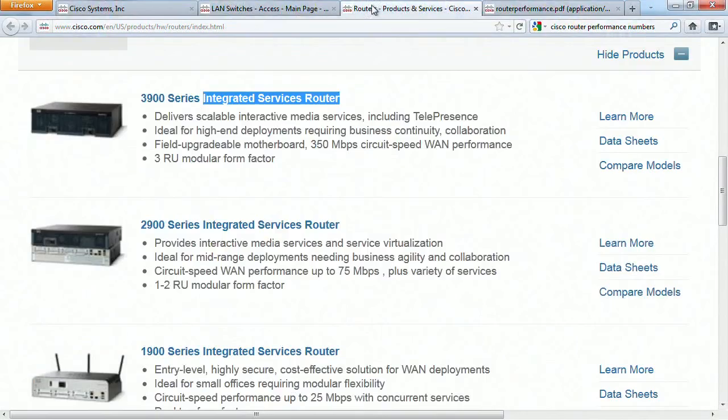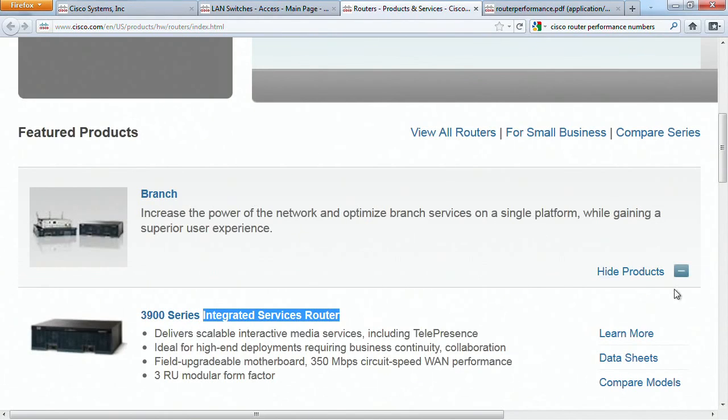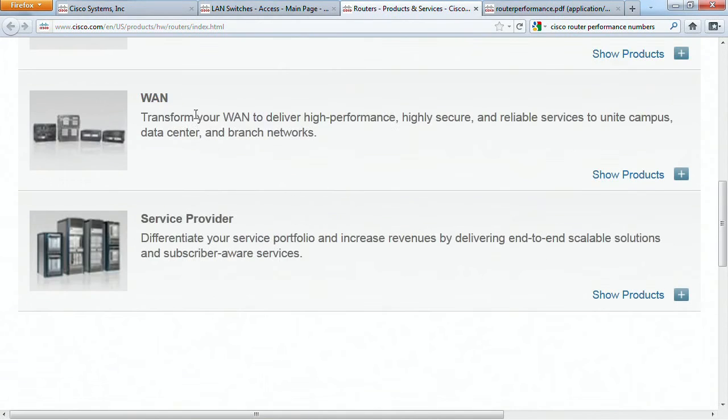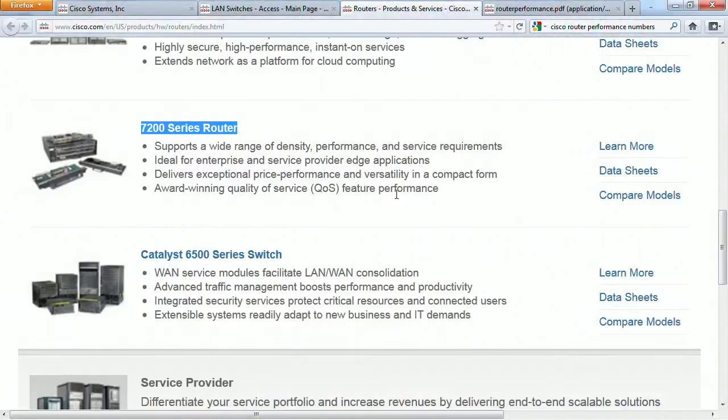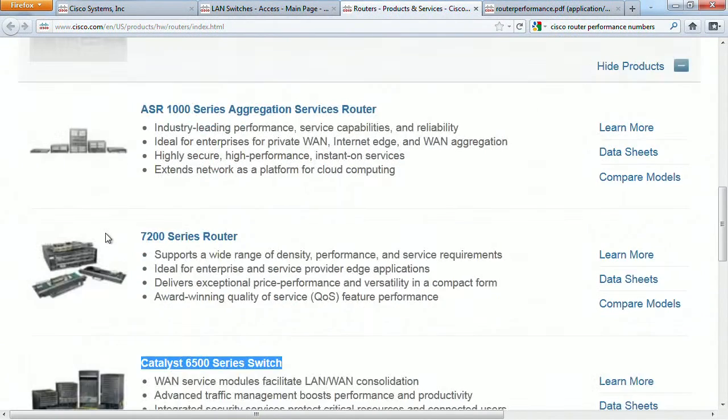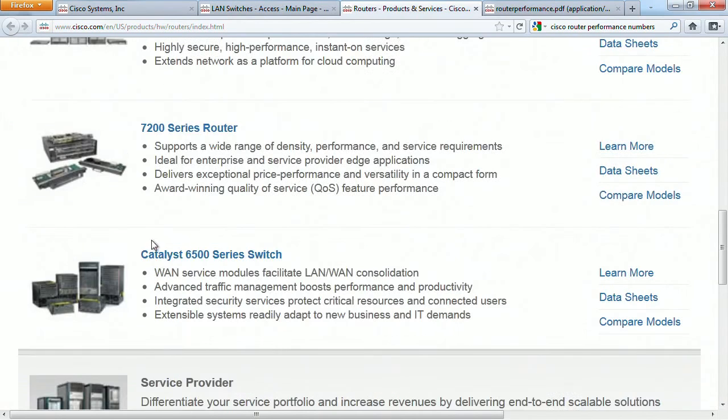So when we get up to the mid-range ones, which again, the branch routers are going to be the low end. The WAN or the enterprise edge, this is where the 7200 router sits, where it's kind of comparable to the Catalyst 6500. This is the one that's been around for years and years. This is basically the core of their routing platforms, where it originally used to be part of the core, but now since it's an older router, it's starting to move down lower in the range. But you can see here also, it says for WAN routing, the Catalyst 6500 series switch also fits in here.